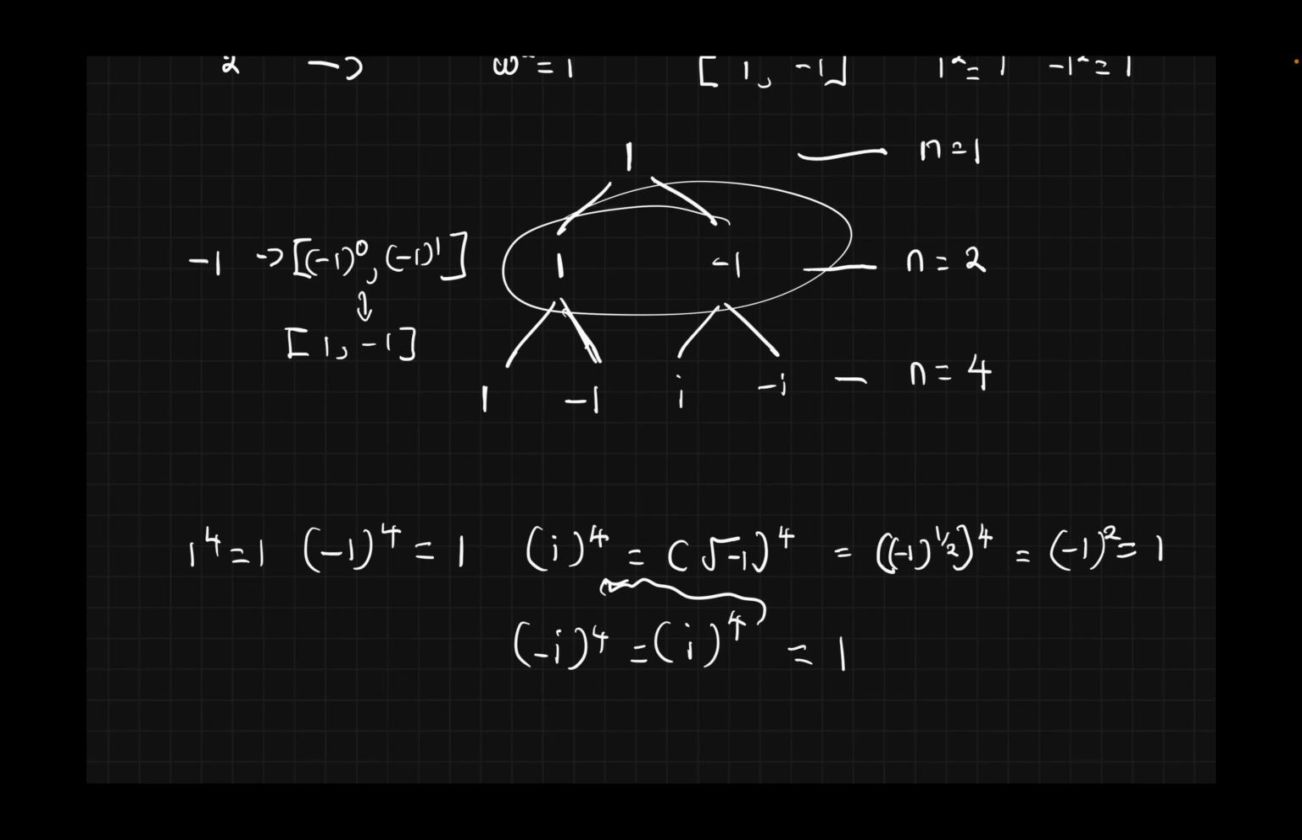Okay? Now, in this other case, what would the generator be? It seems to be something like I, minus I, I guess.